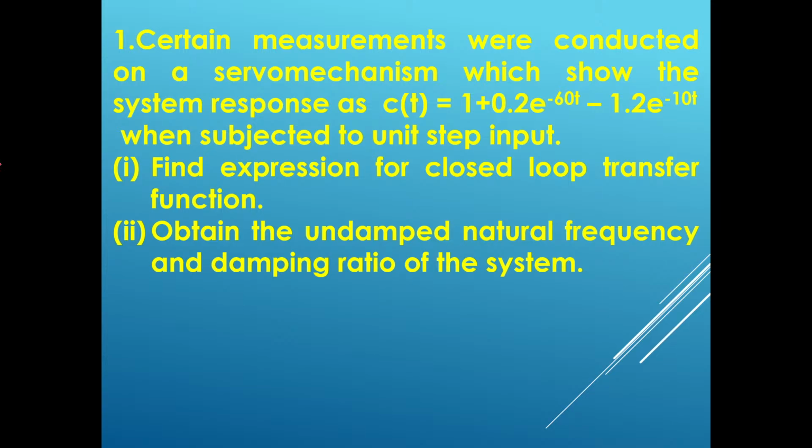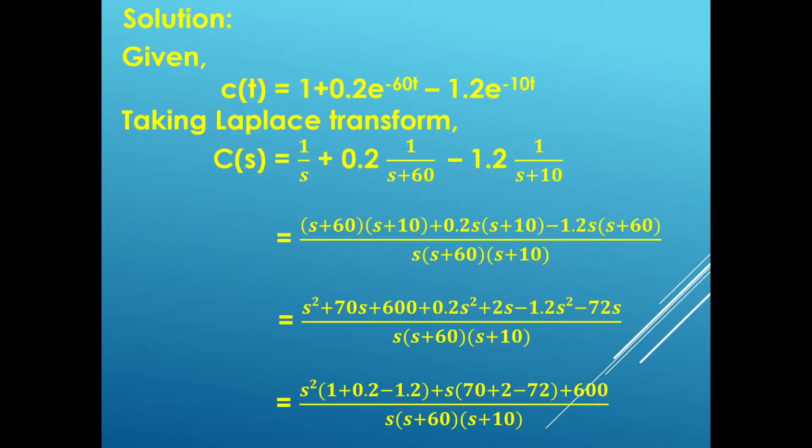Okay then. What is the data that is available in the question? Unit step input and output are available. So let us take the output. This is our solution. Output is given: C of t is equal to 1 plus 0.2 e power minus 60t minus 1.2 e power minus 10t. Now let us take the Laplace transformation of this equation.